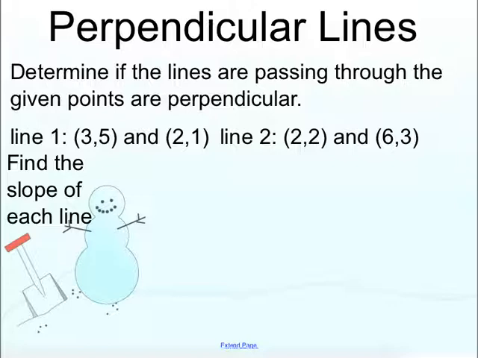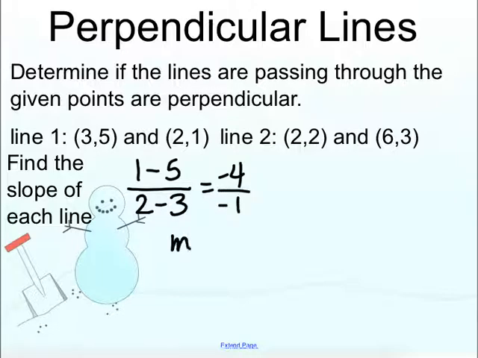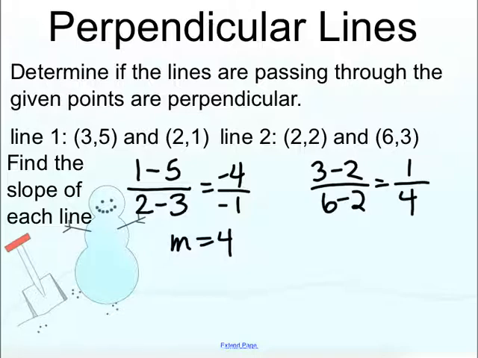All right, some perpendicular lines. Let's find the slope of each of these to decide if they are negative reciprocals. So I'm going to be doing y2 minus y1 over x2 minus x1, which means I get a -4 over -1, so our slope is a positive 4. On the other side, 3 minus 2 and 6 minus 2. So we get 1 over 4. So our slope is 1/4. Now these are reciprocals of each other, but they are not negative reciprocals. So these are not perpendicular.